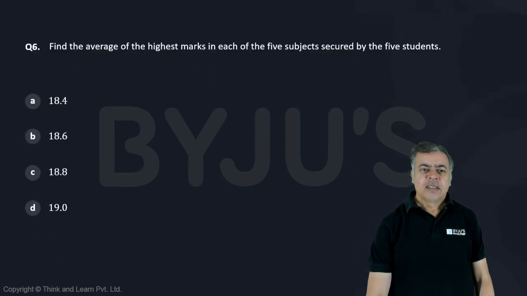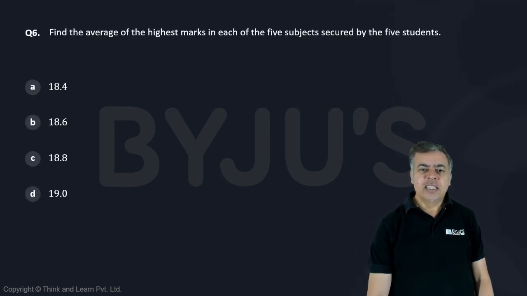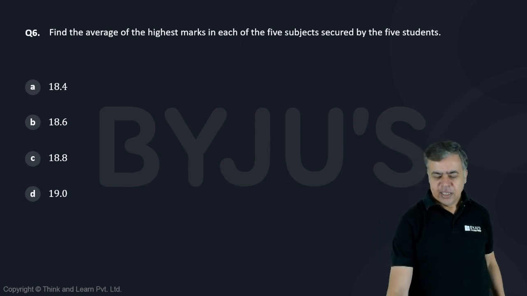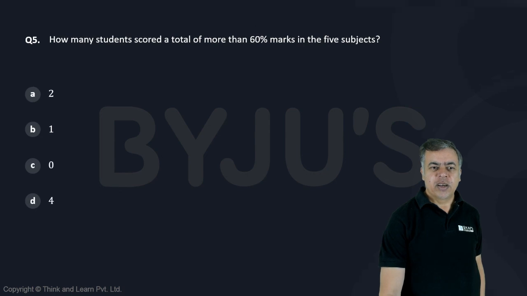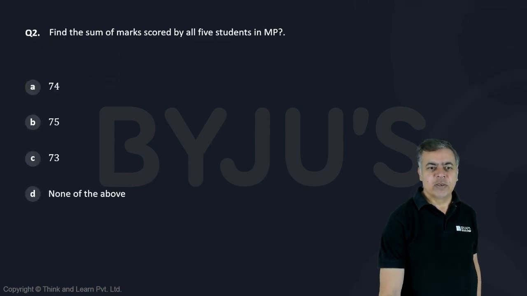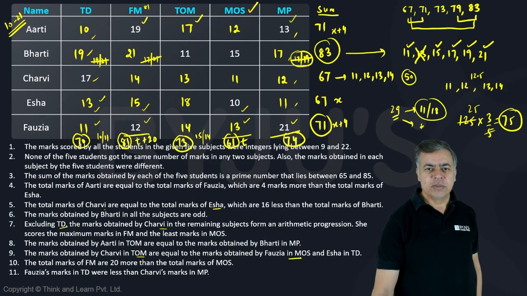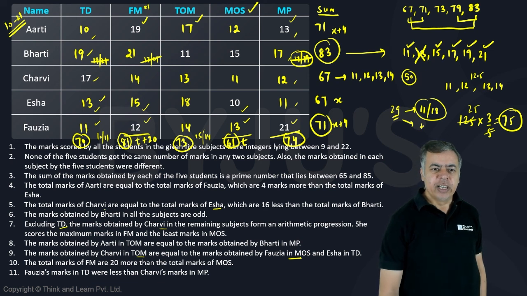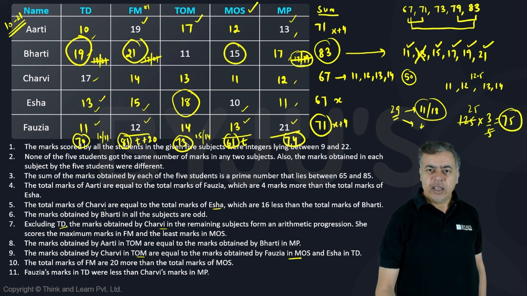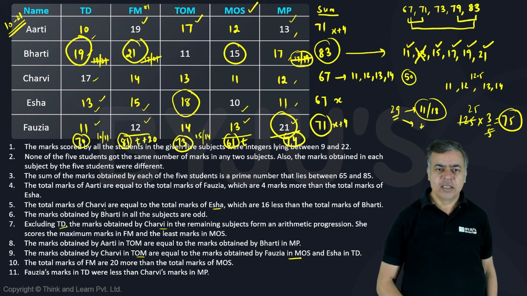Right? Now find the average of the highest marks in each of the 5 subjects secured by the 5 students. Average of the highest. So highest marks we will see, and then we will calculate the average of the highest marks in all the subjects. So here in TD the highest marks are 19. In FM the highest marks are 21. In TOM the highest marks are 18. In MOS the highest marks are 15. In MP the highest marks are 21. Right? Okay, I think this is correct.